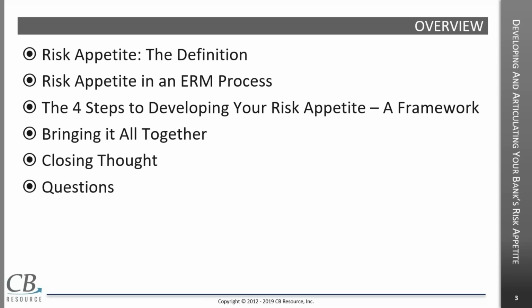So first, we'll start with the definition, right? What is risk appetite, and what does that framework look like and consist of? Then we'll talk briefly about where risk appetite fits in an enterprise risk management process. Then we'll dive specifically into the 4 steps to develop your risk appetite, your framework, your statements, and your KRIs. And we'll kind of bring it all together at the end of that and then share some closing thoughts.